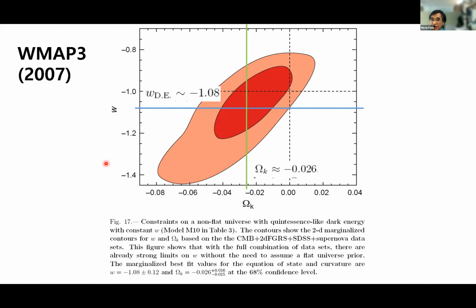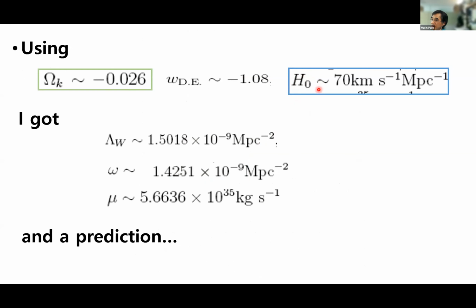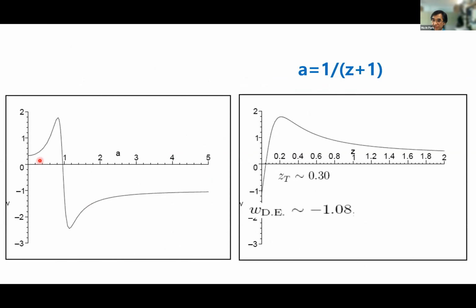A long time ago, I applied this theory to compare with observational data. At that time, WMAP3 was the most recent data, so I used that. There, for constant equation of state, omega k was determined in this way. I used that information with the H naught value assumed at that time. From this data, I obtained lambda W and omega mu. Then I had a prediction for the equation of state. For the a parameter, when a equals 1, we are here. This is the past and this is the future, approaching -1, and in the past 1/3, as I've already explained. So there is some fluctuation.